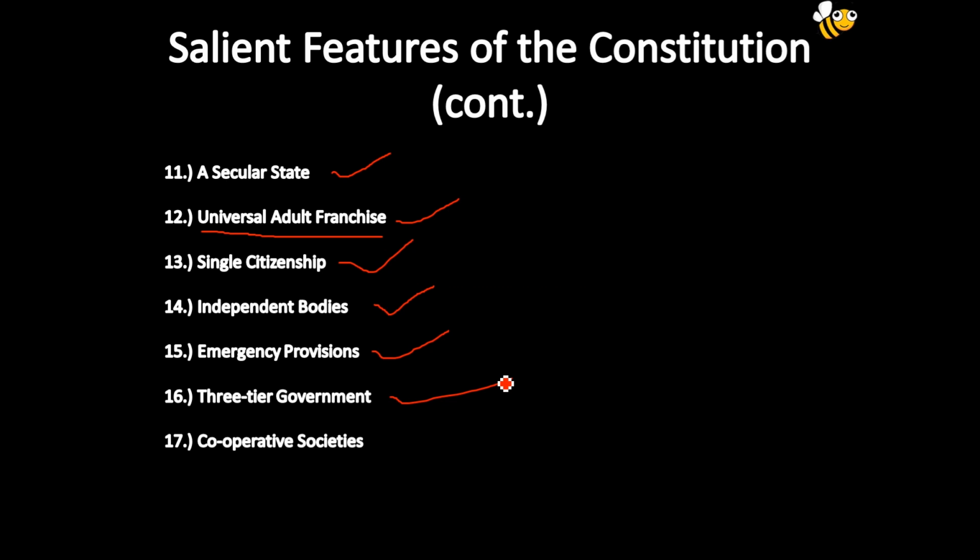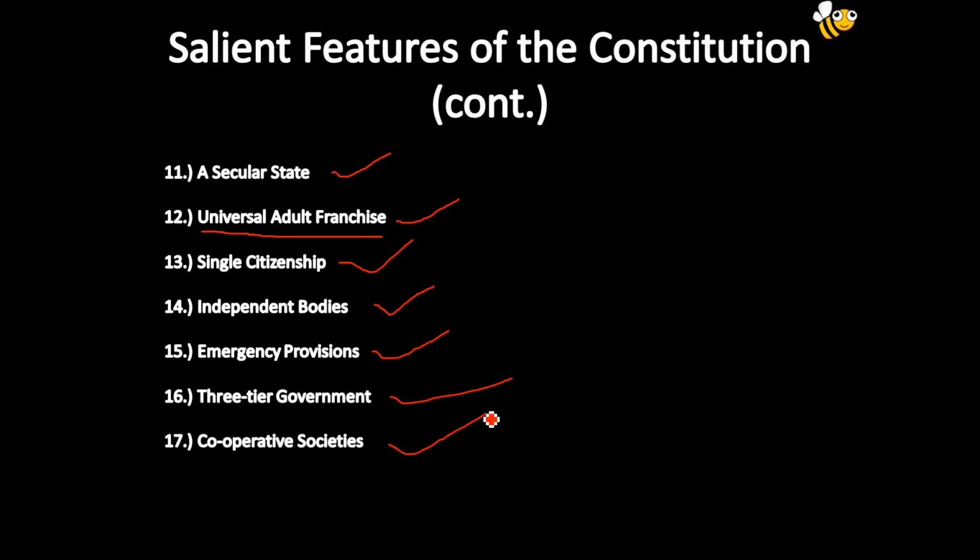Now we have the next point, that is the cooperative societies. The 97th Constitutional Amendment Act of 2011 gave the constitutional status and protection to the cooperative societies. And also it is a fundamental right, and it has been included in the directive principles of state policy, and a new part has been added, that is Part 9B in the constitution, entitled cooperative societies.